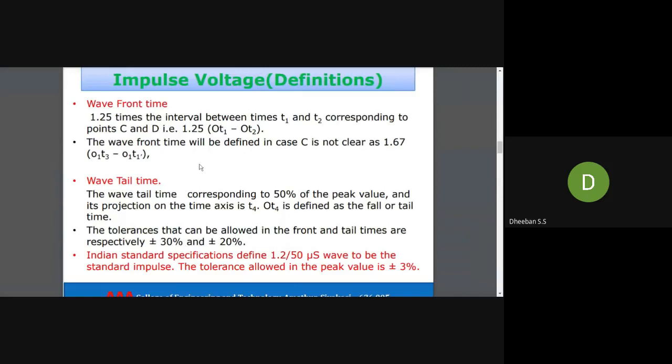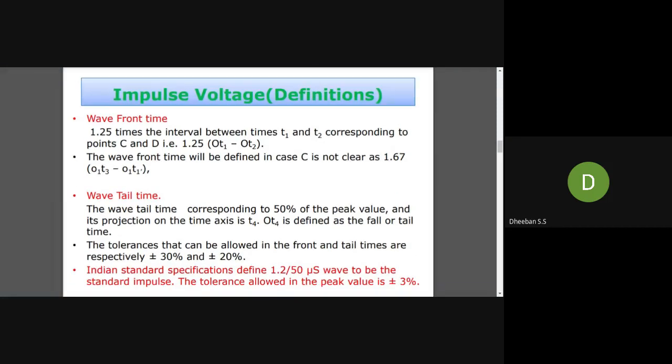So here, they have given the tolerance. So you know about tolerance, right? Tolerance you might have studied in your resistance parameter. In every resistor, they might have given some tolerance in the silver or gold color. Similar to that, here also this tolerance is given. The tolerance that can be allowed in the front and tail times are plus or minus 30% for your front time and 20% for the tail time.